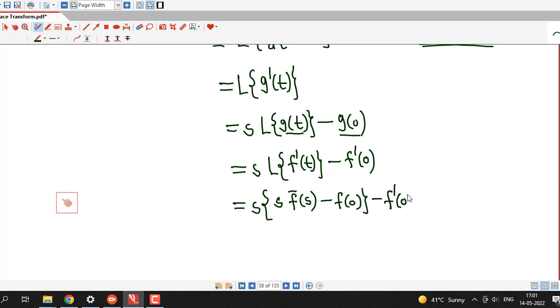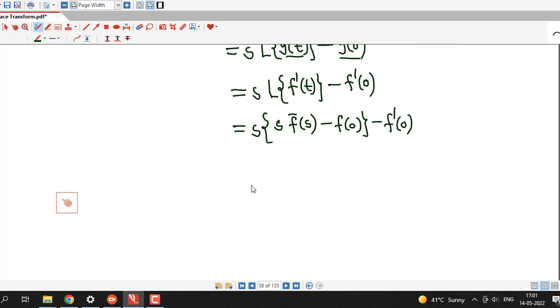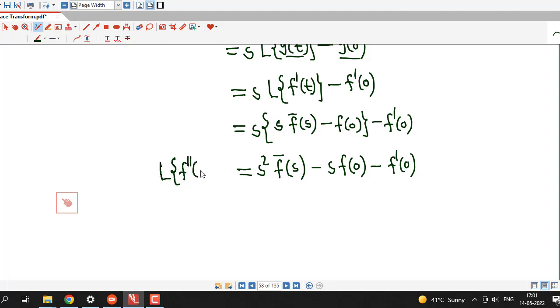minus f dash 0, and if we multiply this bracket by s, we will have s square times f bar s minus s times value of f at t equal to 0 minus f dash at 0. So this is Laplace transform of second derivative of function f of t.